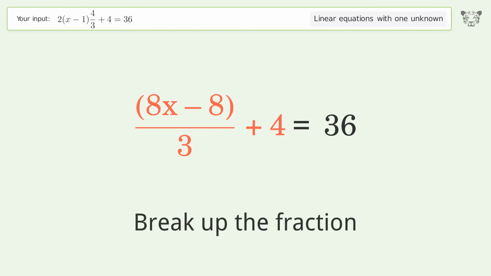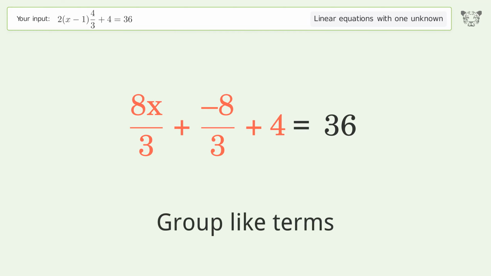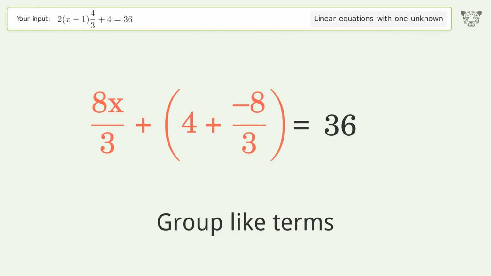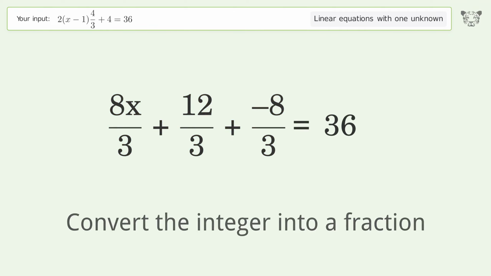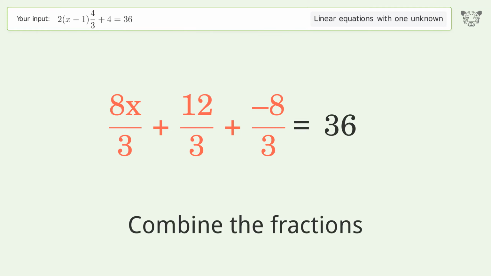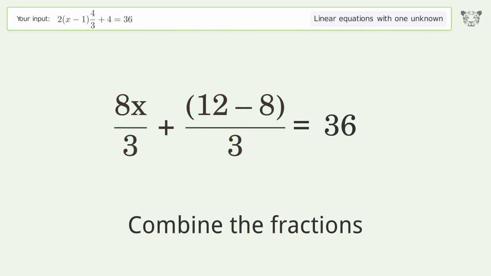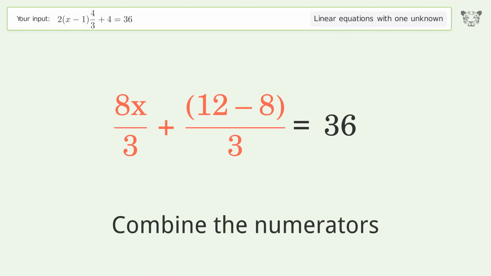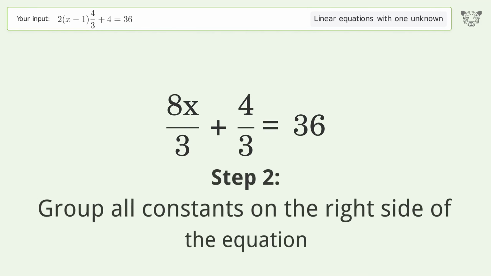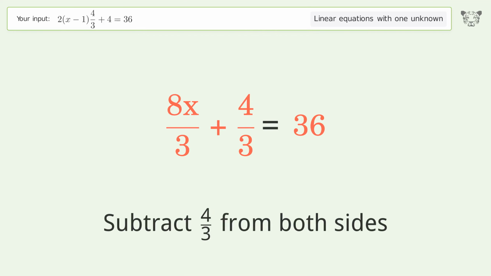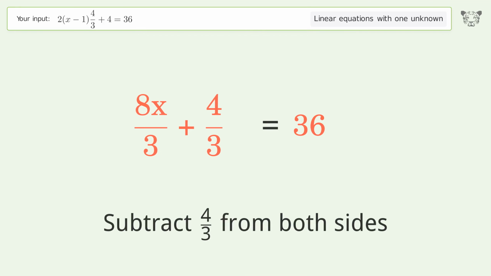Break up the fraction. Group like terms. Convert the integer into a fraction. Combine the fractions. Combine the numerators. Group all constants on the right side of the equation. Subtract 4/3 from both sides.